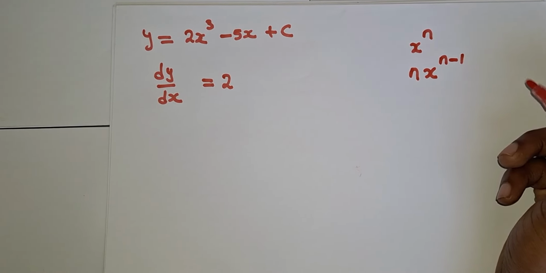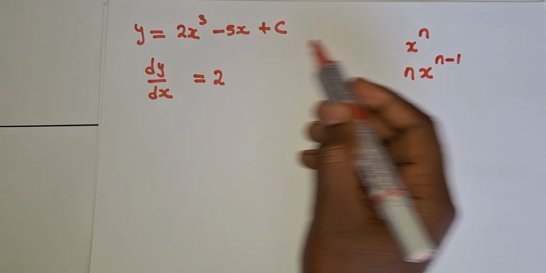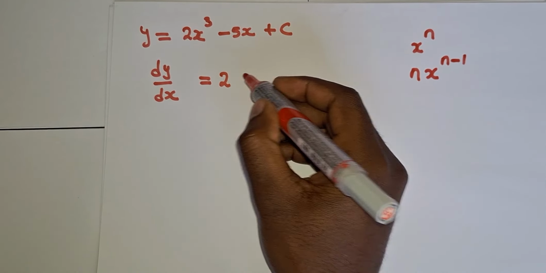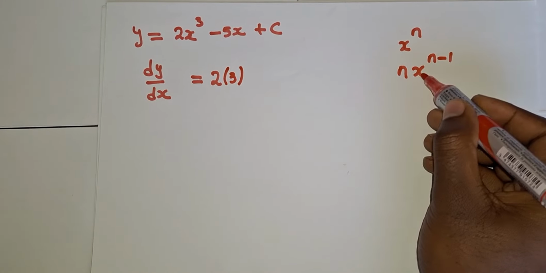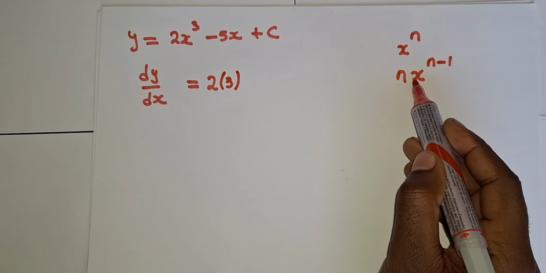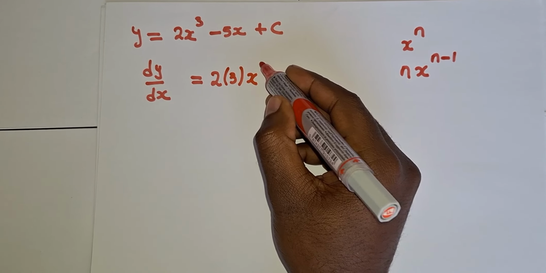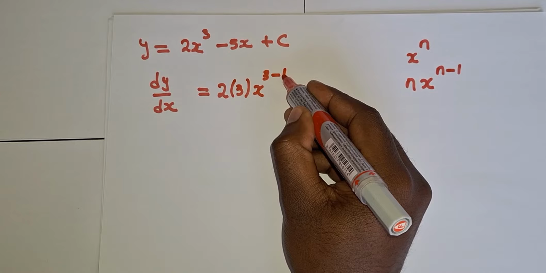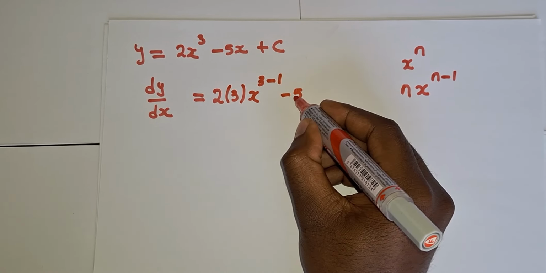differentiating. So in this expression, which is x to the power 3, which means our n in this one is 3. It means we have to multiply 3 on the face of x, like we did on this one. Now we will say x to the power n minus 1. N is 3, and then minus 1, right? Then we say minus 5.